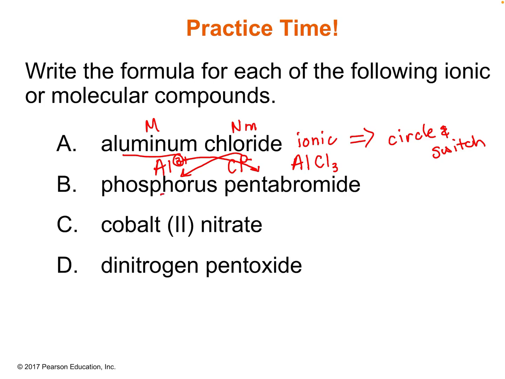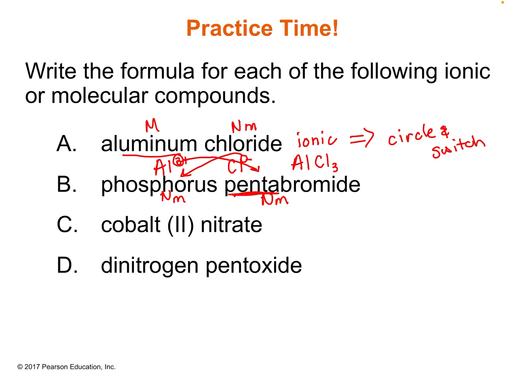The next one, we have phosphorus pentabromide. So there are 2 different ways you can figure this one out. We can look at phosphorus. Phosphorus is a nonmetal, right? And bromine is a nonmetal. So that means 2 nonmetals. This is going to be a covalently bonded molecule. You can also look and see this prefix here, that prefix tells you that this is covalently bonded. This is a molecular compound.